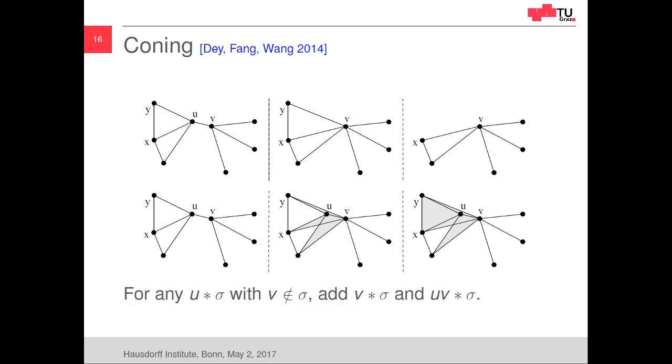And why do they have the same barcode? This is quite easy to see. You always can define a sequence of elementary collapses from the lower to the upper complex. And in this way, you preserve even the homotopy type. And then you can show that also the barcode. So this is compatible with the maps. Good. So this is coning.